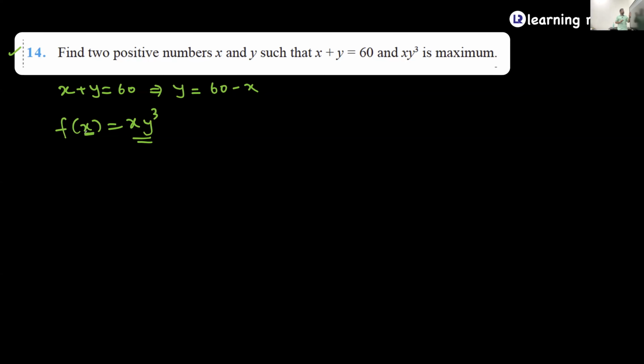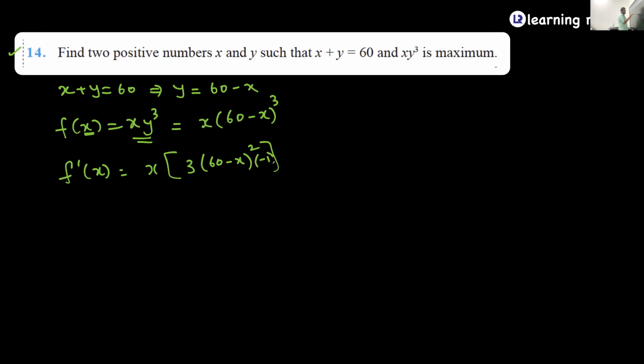In this place, it is better to convert y in terms of x because you have y cube. y is taking a bigger power. So it will be x into 60 minus x the whole cube. Okay. So f dash of x is going to be equal to how much? Either you can expand it, multiply with x and do it, or you can directly apply the UV rule. x into 3 into 60 minus x the whole square into minus 1, derivative of minus x is minus 1, plus 60 minus x the whole cube into derivative of x is 1.